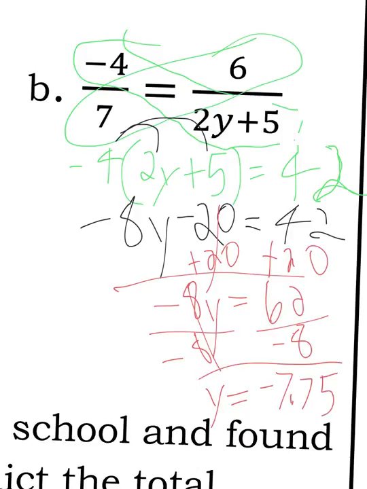And so to figure out this length, I'm going to plug in 2 times negative 7.75. That's negative 15.5. So negative 15.5 plus 5 is negative 10.5. Then I'm going to circle it because that's my answer. Negative 10.5 is right there.